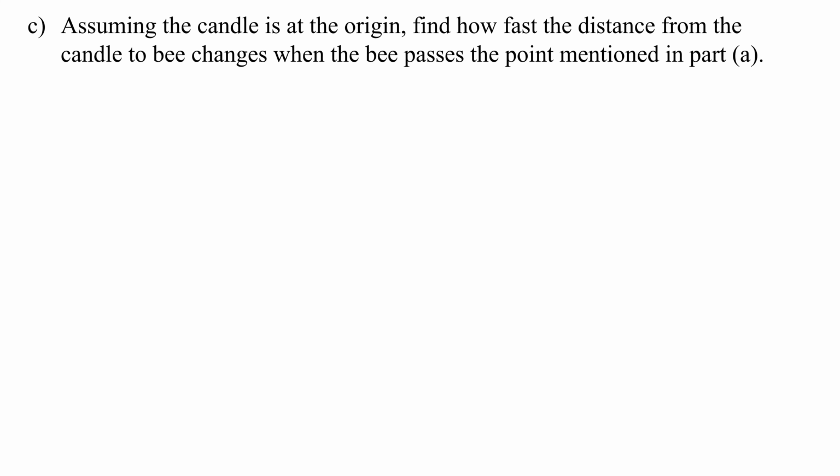So let's do part C now. What it says is, assuming the candle is at the origin, find how fast the distance from the candle to B changes when B passes the point mentioned in part A. That means the point (1, 4).